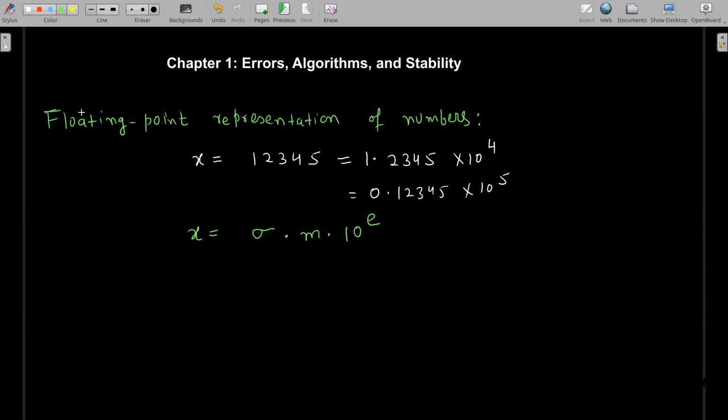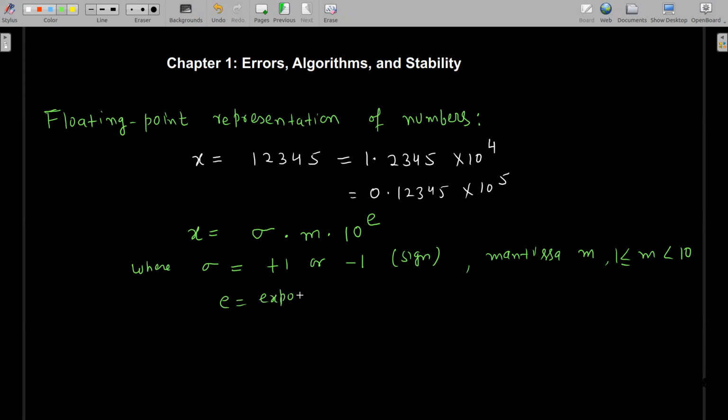So what is sigma here? Sigma is the sign. It can be +1 or -1. This is just the sign of the number. And then you have the mantissa m, that can range from 1 to 9. And e is called the exponent. What is the exponent? 10 power something.